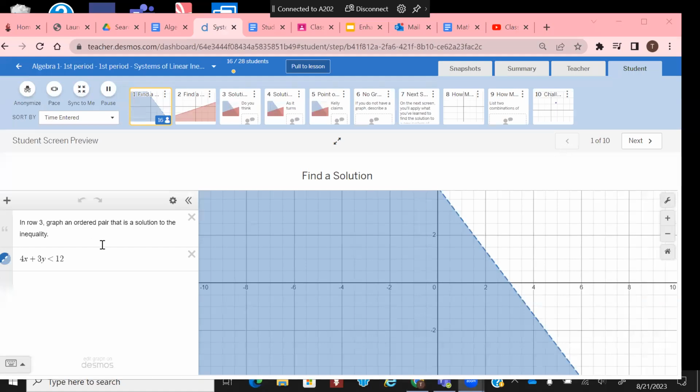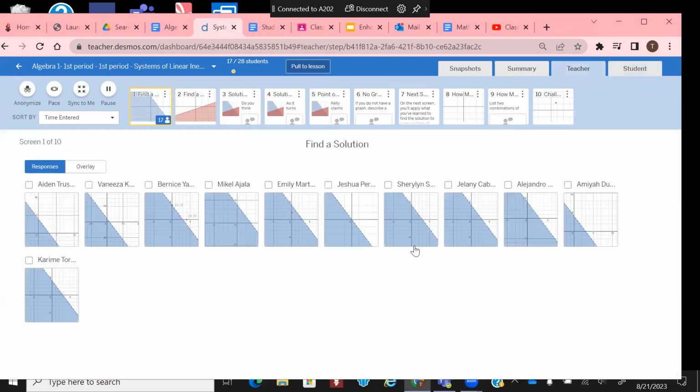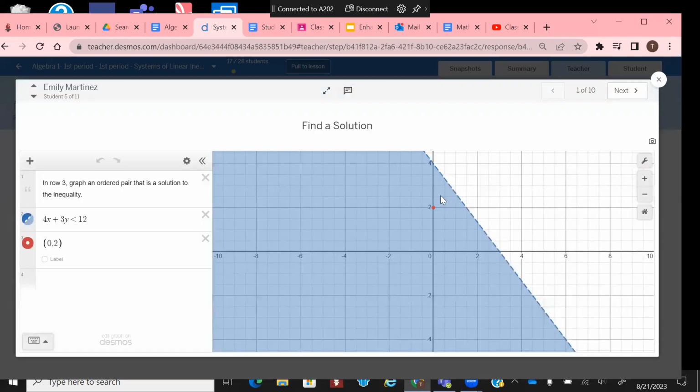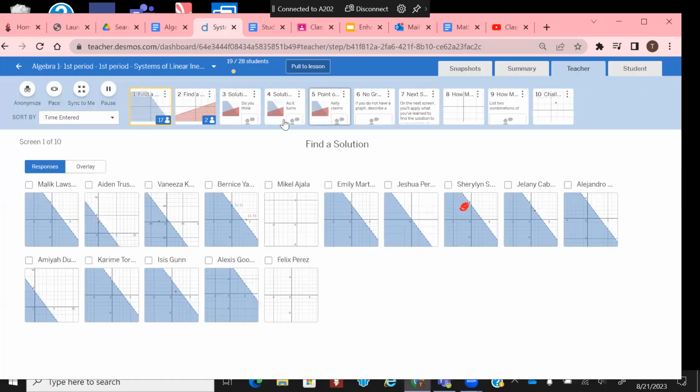Okay, so on this one, we want to graph an ordered pair that is a solution to the inequality. Okay, so let's take a look at what some of you might have put. All right, so someone said 0, 2. Would that one work? Yeah. Why does it work? It's in the shaded region, right? What if they picked like a point right here? Would that be an answer? No. Why not? Because it's on the dotted line. Okay. So remember, it's only a solution if it's on a solid line.